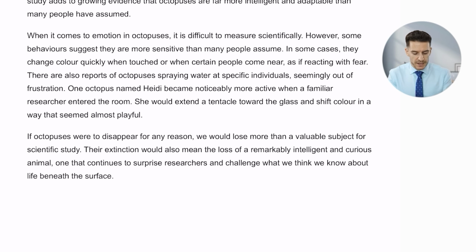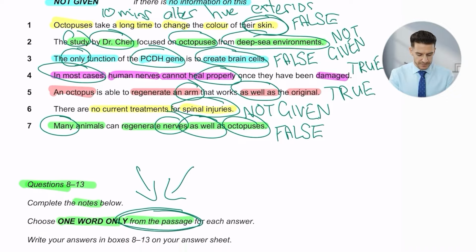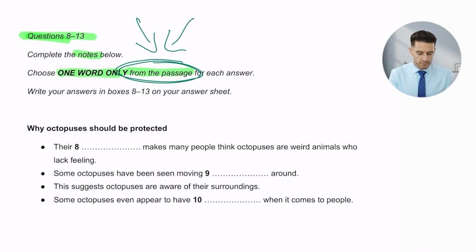So for example, maybe you choose the word emotion. Well, when you put that as your answer, you don't need to change it. So for example, you don't need to say emotional or emotionless. You just choose that word and then you put it in your answer. So let's go back to the questions and keep reading. Write your answers in boxes 8 to 13 on your answer sheet.